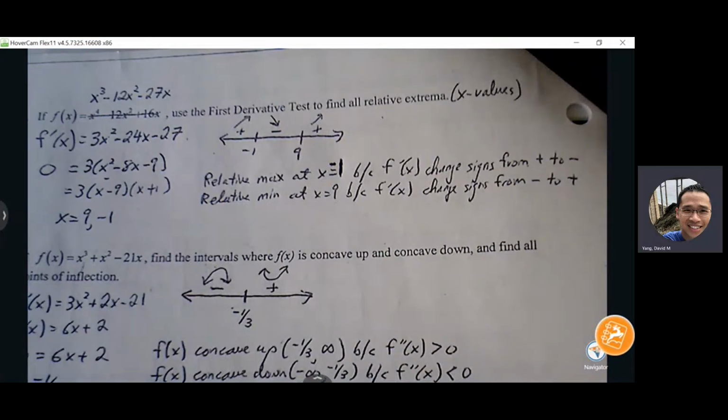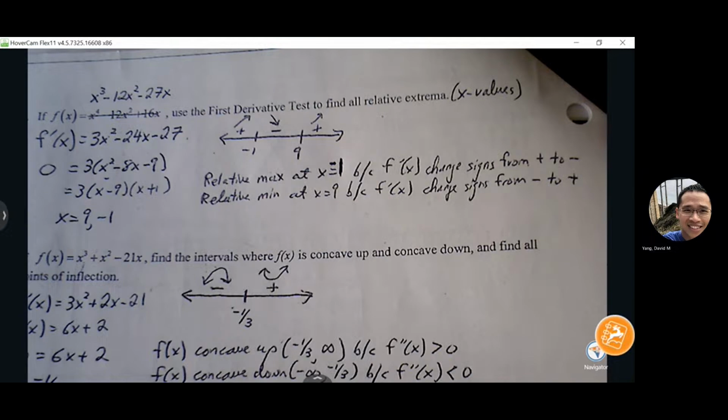Okay, so f prime is 3x squared minus 24x minus 27. Factor out 3, continue to do your trinomial factoring, and you'll get -1 and 9. So -1 and 9 goes directly onto your slope sign line. You can test -2, 0, and 10. They all go into your first derivative function. I get a positive, negative, and a positive. So I know that there must be a relative max at -1, must be a relative min at 9, and I just have to make those statements along with my because statements.